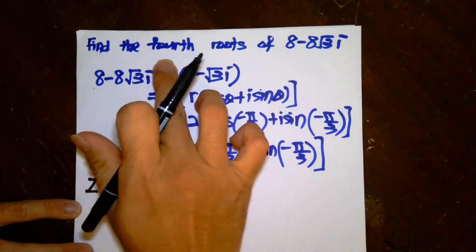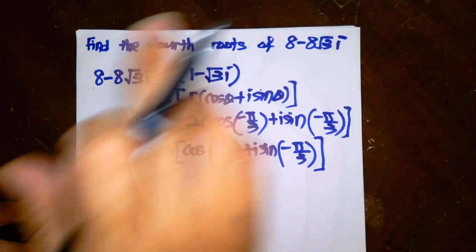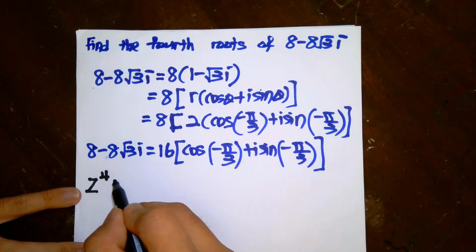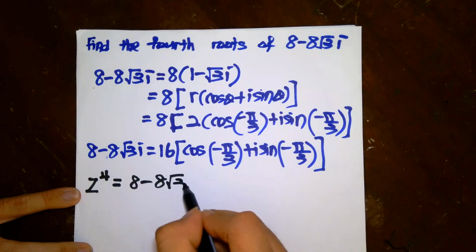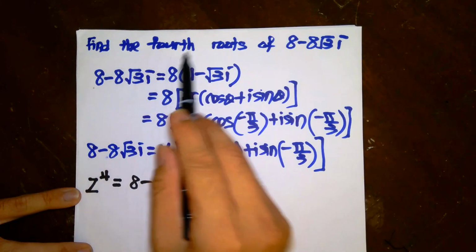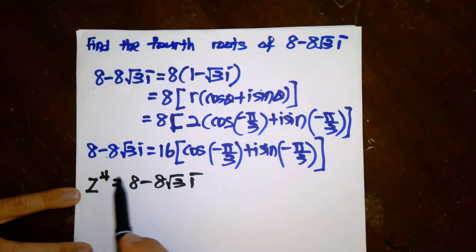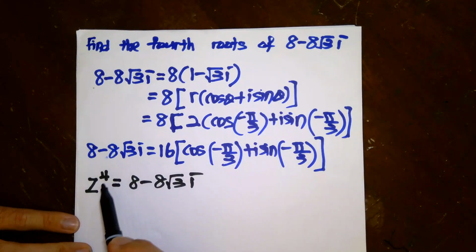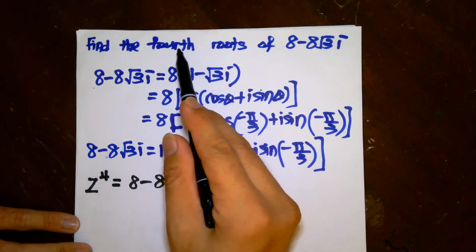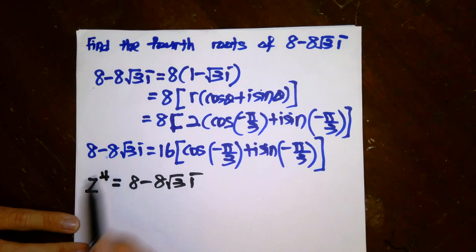Finding the fourth roots of this complex number is the same as finding the solution for z to the power 4 equals 8 minus 8 square root of 3 i. I repeat again, finding the fourth roots is the same as finding the solution for this equation. If there are cube roots, it will be z to the power 3. Fifth roots, it will be z to the power 5.